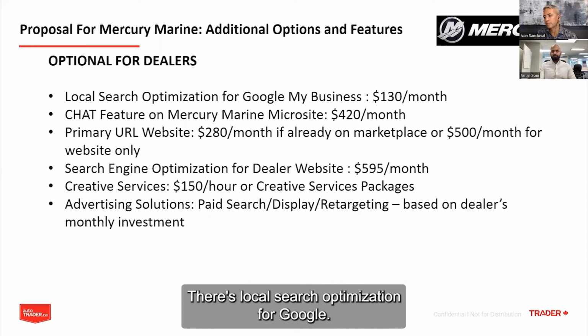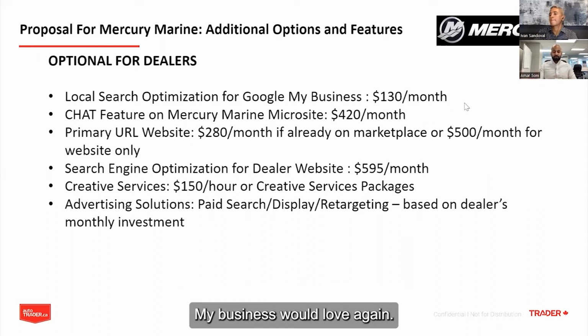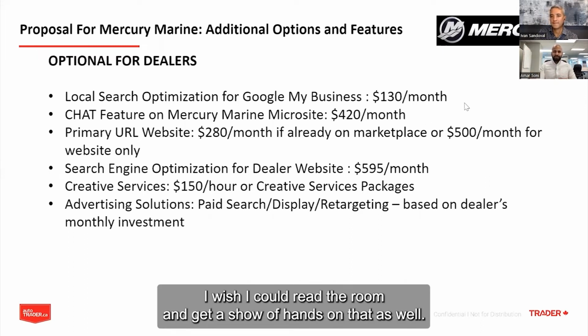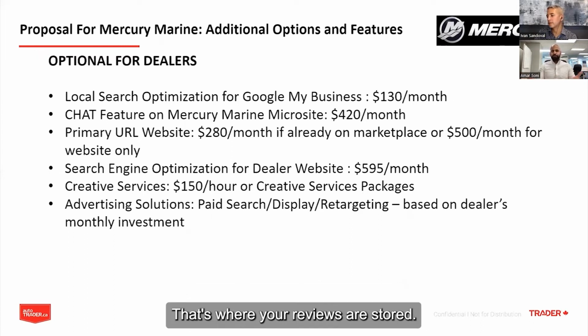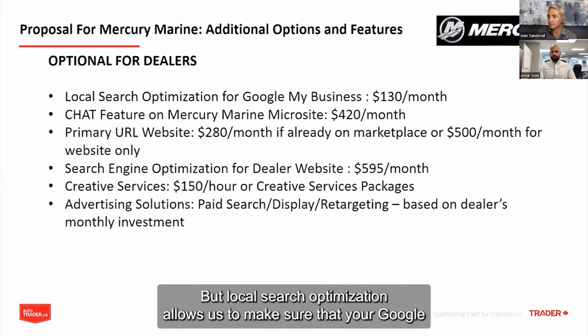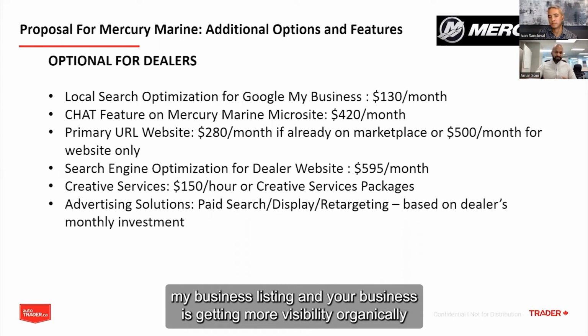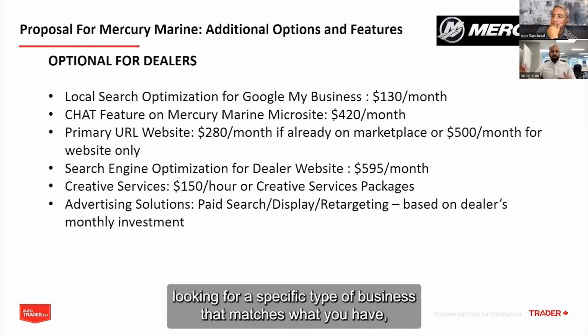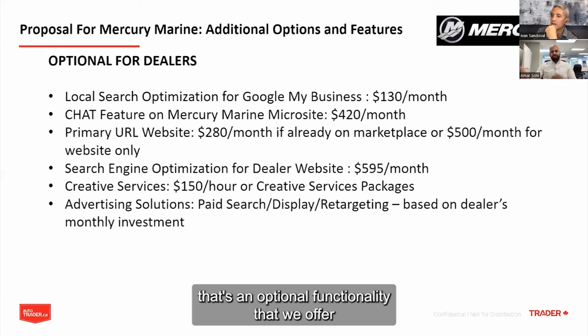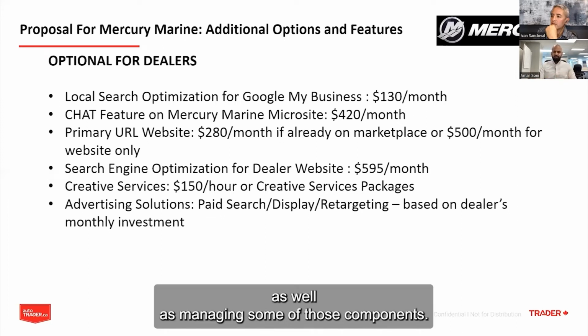There's local search optimization for Google My Business. I wish I could read the room and get a show of hands on that. Who's managing their Google My Business? Of course, you've got to manage it. That's where your reviews are stored. But local search optimization allows us to make sure that your business listing is getting more visibility organically when people are on Google Maps, or on their mobile phone looking for a specific type of business that matches what you have. That's an optional functionality that we offer, as well as managing some of those components.